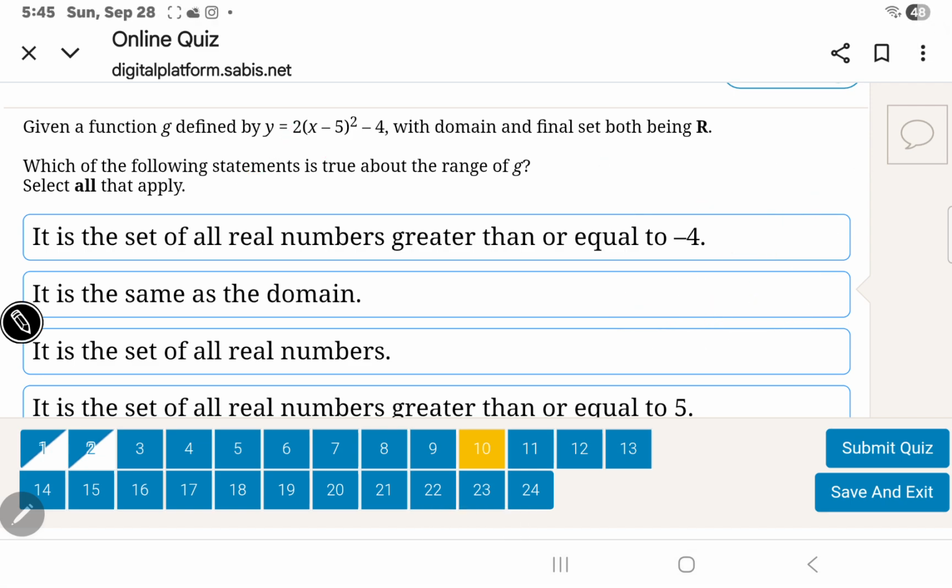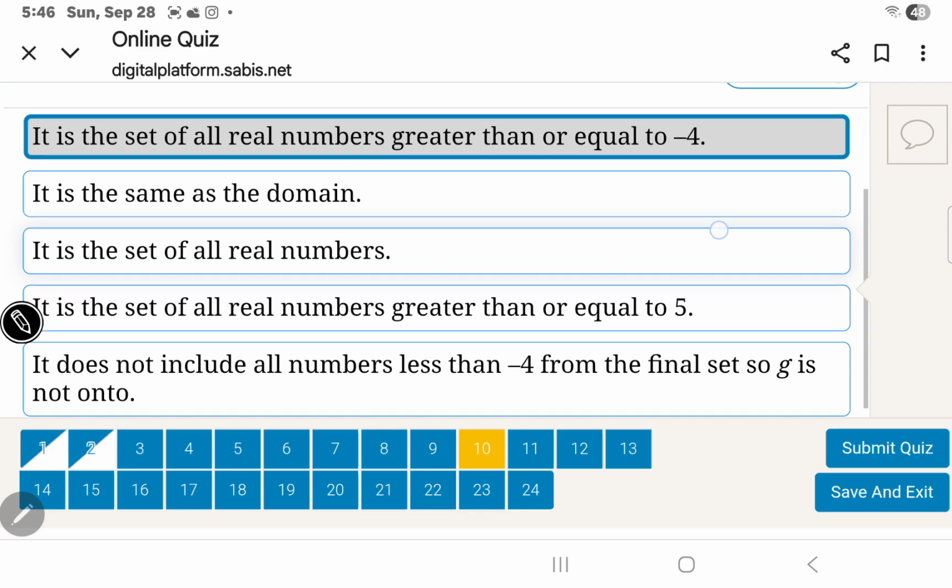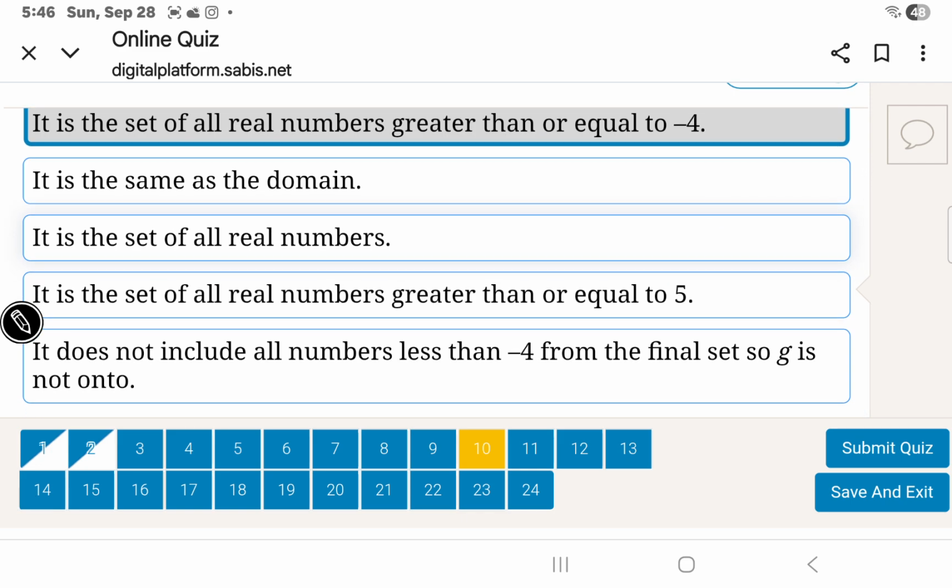Let's see. It is the set of all real numbers greater than or equal to -4. This option is correct. It is the same as the domain. No. It is the set of all real numbers. No. It is the set of all real numbers greater or equal 5. No. It does not include all numbers less than -4 from the final set. So G is onto. Okay. So also this is correct.